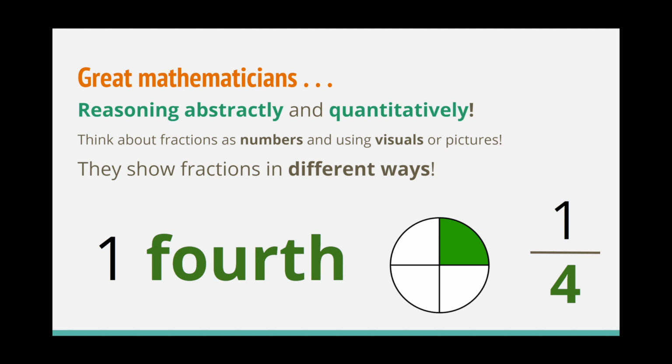So great mathematicians reason abstractly and quantitatively. They think about fractions as numbers, and they think about fractions as visuals or pictures or even words. So 1/4 is how we show it in words. 1 out of 4 equal parts is how we show it with pictures, or 1/4 as the fraction.